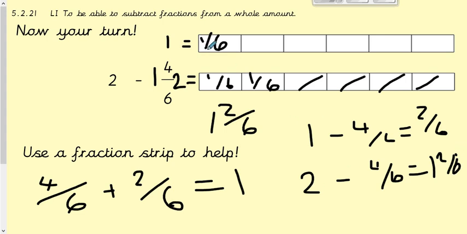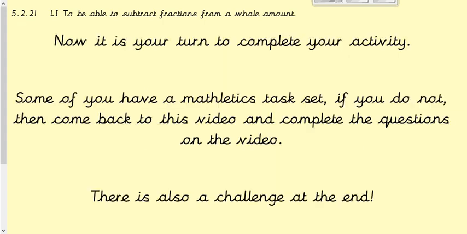If it doesn't, then just stick with the fraction strips, because they're really useful for you to be able to see it when you're working through it. So now it's time for you to have a go at your Mathletics. Some of you have a task set, but some of you don't, just because of the different courses some of you are doing. So if you do have Mathletics set, then go and do that now. And if you want to come back to the challenge at the end of the video, do so. If you don't have a Mathletics task set, then come back to this video, and there are some questions on here for you to have a go at.